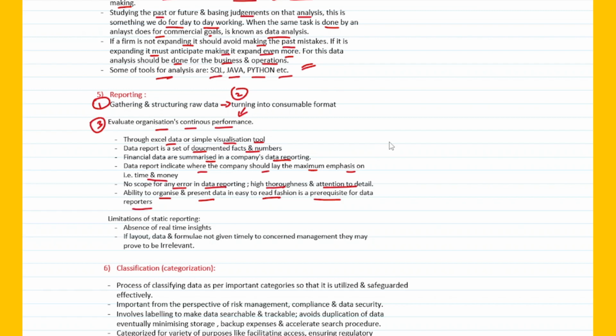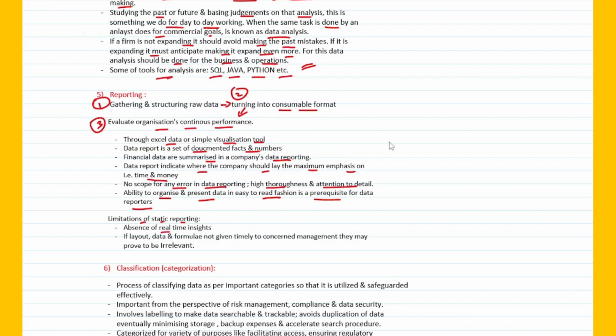When I spoke about this turning into a consumable format, then itself I told you that it should be very easy to read, and that's what reporting actually focuses on. Okay, what are the limitations of static reporting? Static means what? Which is very stagnant. Okay, the data is already collected and now you are reporting it. So what is the problem that you will encounter, or what are the limitations of that?